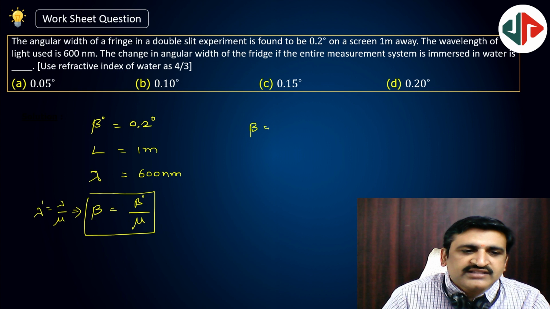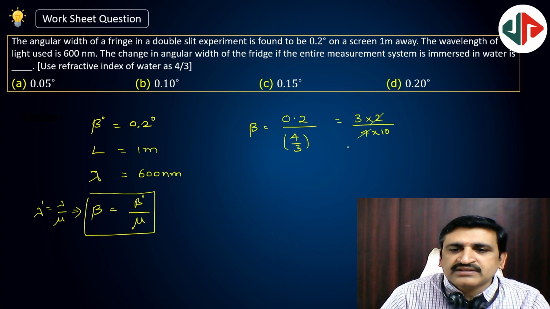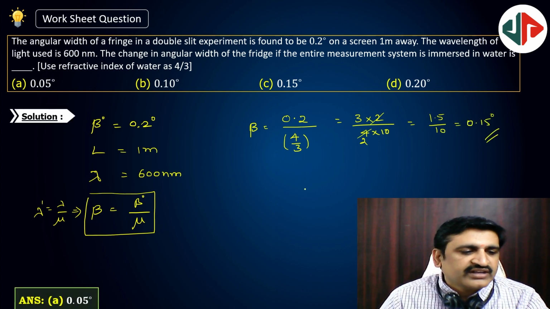So beta is equal to beta naught, which is 0.2, by mu value 4 by 3, because it's water. So 3 into 2 by 4 into 10, because I don't want to deal with point numbers, will be 2. 3 by 2 is 1.5. 1.5 by 10, that is 0.15 degrees.